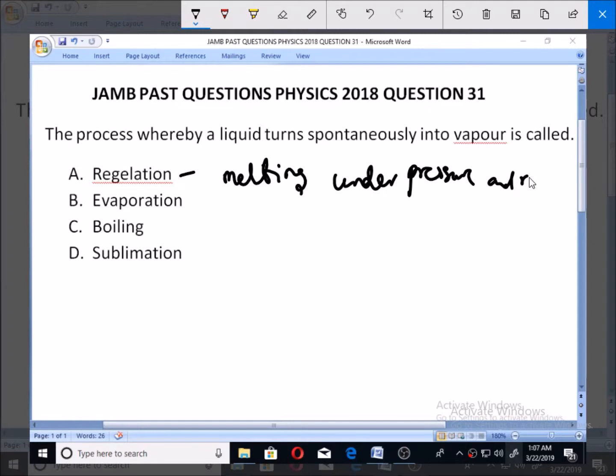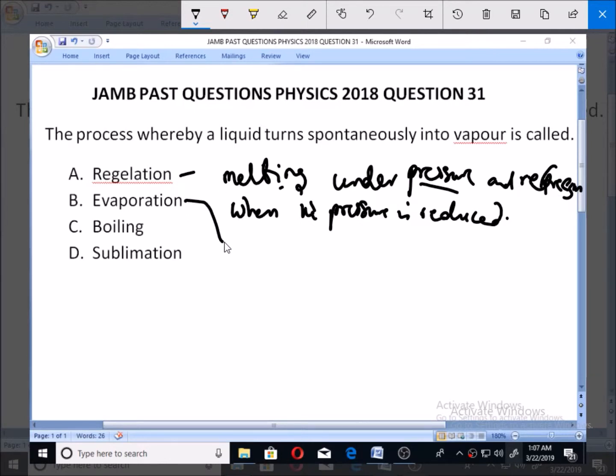And not just melting, there is also refreezing. So when there is melting and refreezing under pressure, whenever the pressure is reduced. So regelation happens due to pressure, and it happens when pressure is reduced. There is what we call melting and refreezing. That is what regelation is.